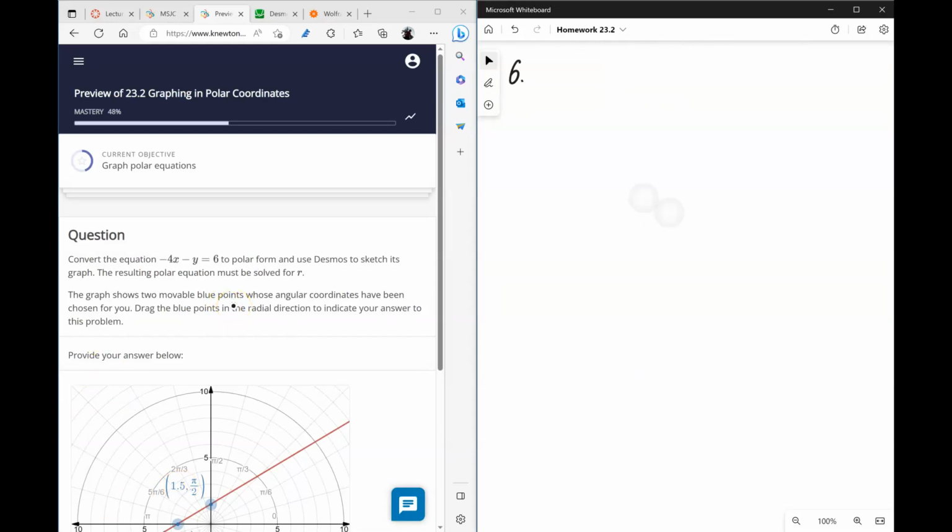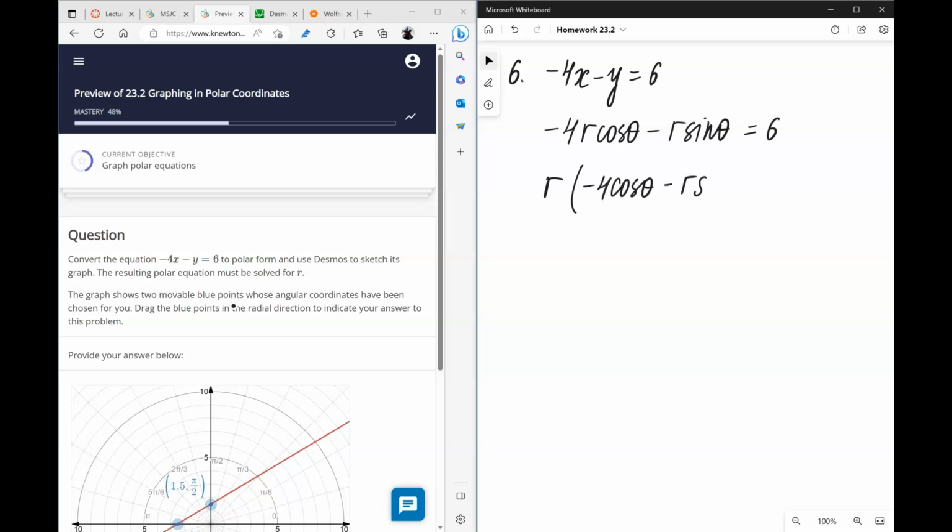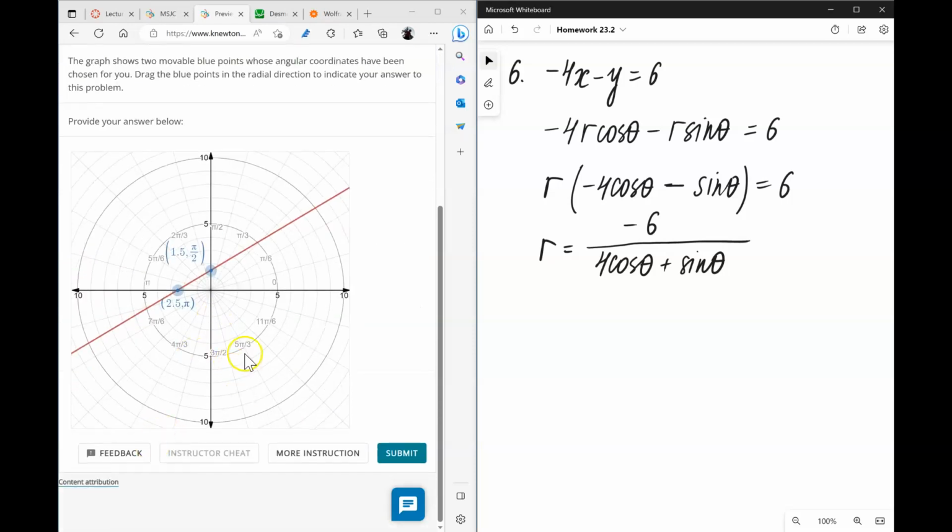Number 6, we have an equation of a line, and we have to convert it into polar form, and we're going to replace x with r cosine theta, and we're going to replace y with r sine theta, and then we're going to factor out r, and isolate r like this. So that's the answer. Oh, we're plotting it.